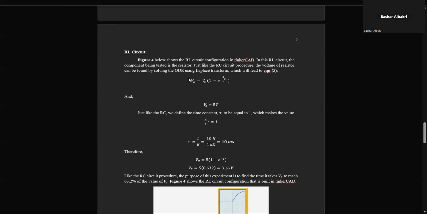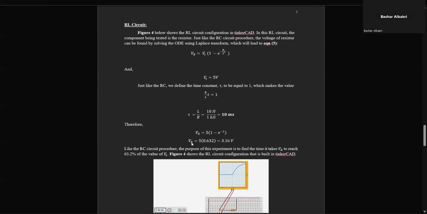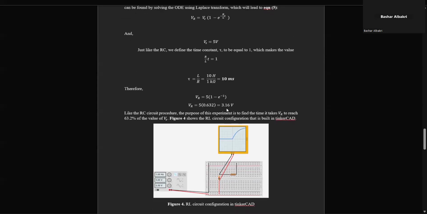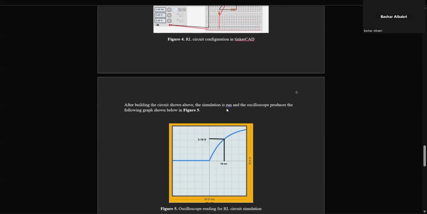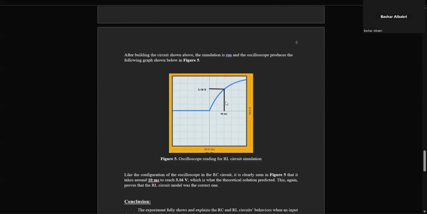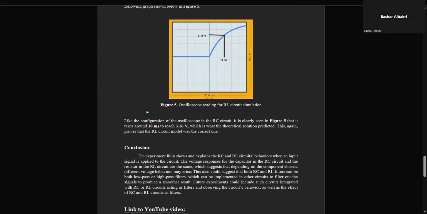Similarly for the RL circuit, we're going to end up seeing that the time constant is also 10 milliseconds, which means it has to reach 3.16 volts within 10 milliseconds. And in fact, that happened as well in the RL circuit. In 10 milliseconds, it was 3.16 volts, which also means that our RL circuit was built properly, and the wiring was proper, and everything was proper.